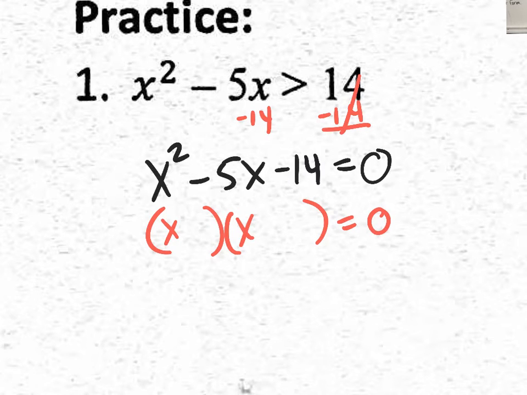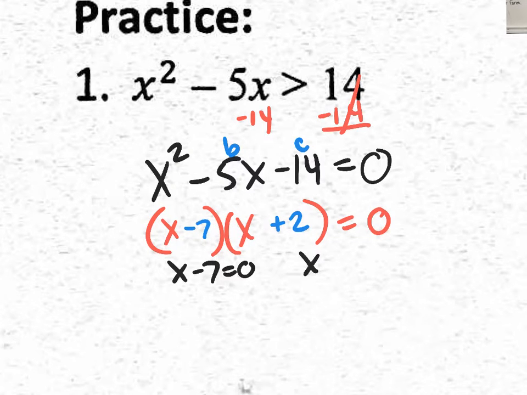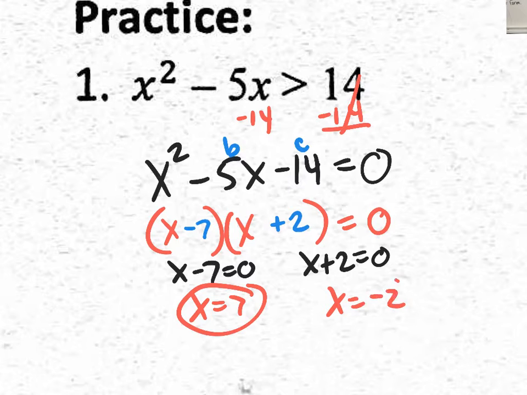What times what is negative 14? The c value that, if you combine them together, is the b value. Negative 7 times positive 2. And now we could apply the zero product property. X minus 7 could be 0. X plus 2 could be 0. Which gives us our two answers, x equals positive 7 and x equals negative 2. Any questions so far? That would be great if this were an equation. I'd be done. But the problem is it's not an equation. It's an inequality, and in inequalities, you have a whole area of answers, not just two specific answers, right?